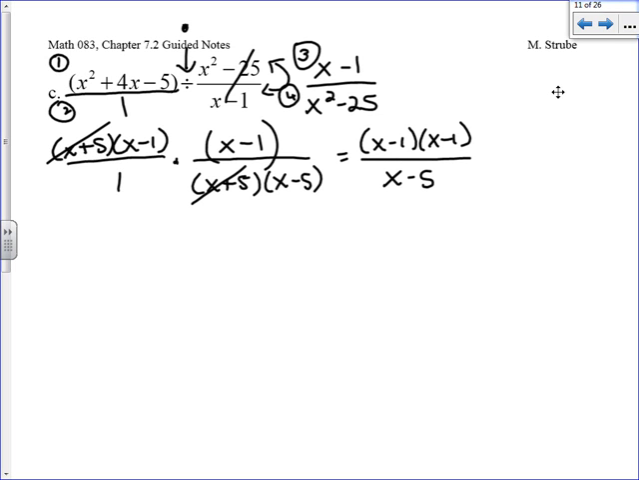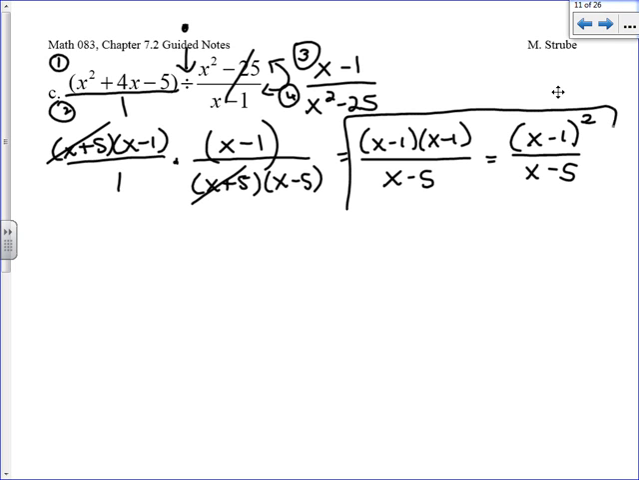To save yourself some writing, the way I think you see it in the back of your book is x minus 1 squared over x minus 5. But either of those is acceptable. But when you have the same factor twice, normally you'll see the final answer written as your factor squared. Questions?